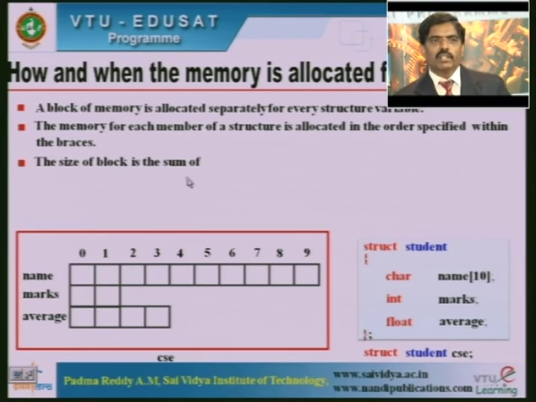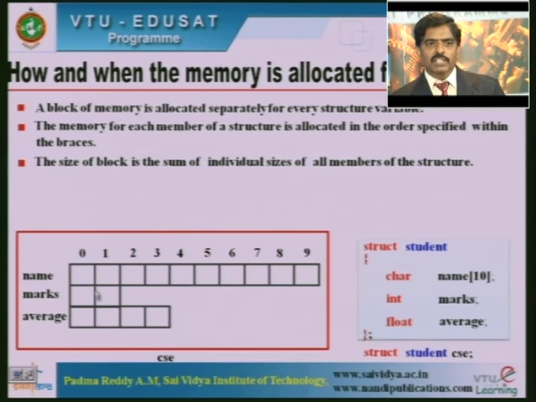So the size of a block is the sum of individual sizes of all members of the structure. So what is the size of name? 10. What is the size of this? 2. So 10 plus 2 is how much? 12. 12 plus 4, how much? 16. So totally the size of this block is 16 bytes. So I hope you understood how the memory is allocated and when the memory is allocated. If you define a structure like this, memory will not be allocated, but if this structure definition is associated with a variable like this, memory will be allocated in the order in which the members are defined.